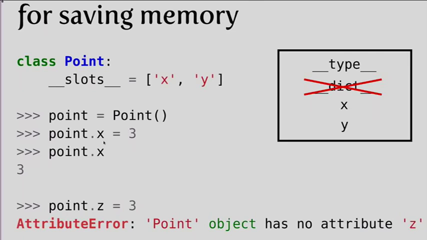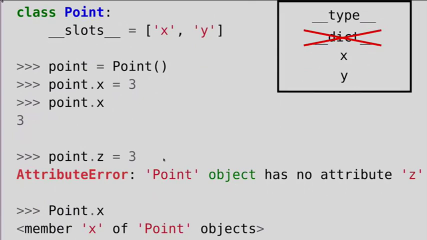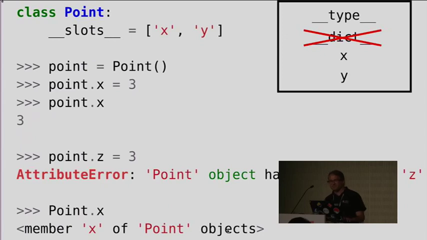You can, of course, set and get the X and Y attributes, but you cannot set anything else because there's no space in the object for anything extra. And if you try to get X from the class, you get this descriptor. So every time there's some special attribute, Python implements it with a descriptor. And I think now is the time to give you the whole magic formula.